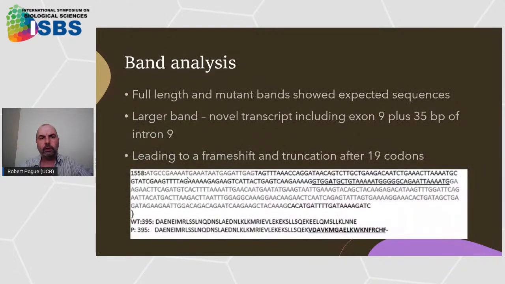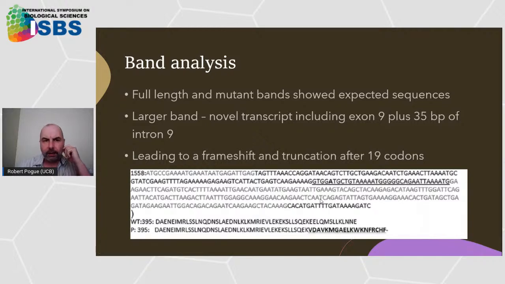So we did some sequencing of this PCR product, and we discovered that, as well as the presence of the normal splice isoform and the splice isoform missing exon 9, we also had a third cDNA product, which included approximately 35 nucleotides at the beginning of intron 9 of the TRPS11 gene.